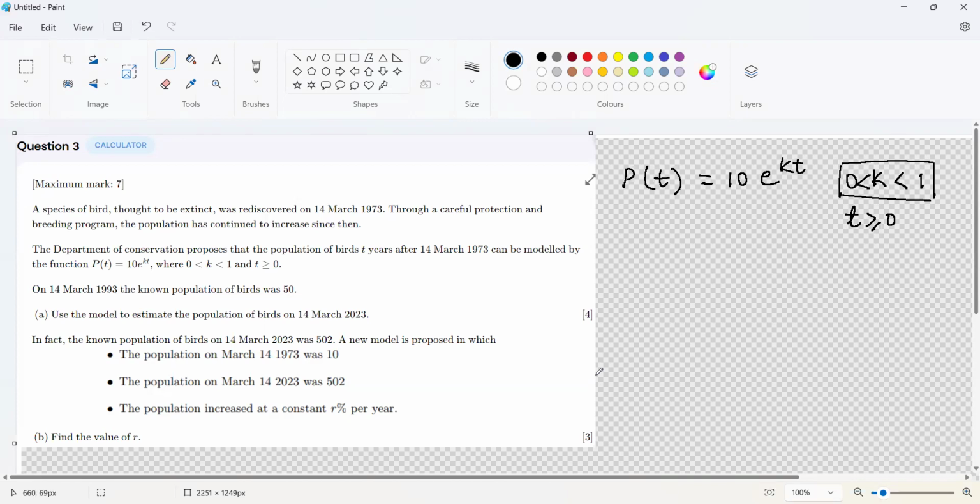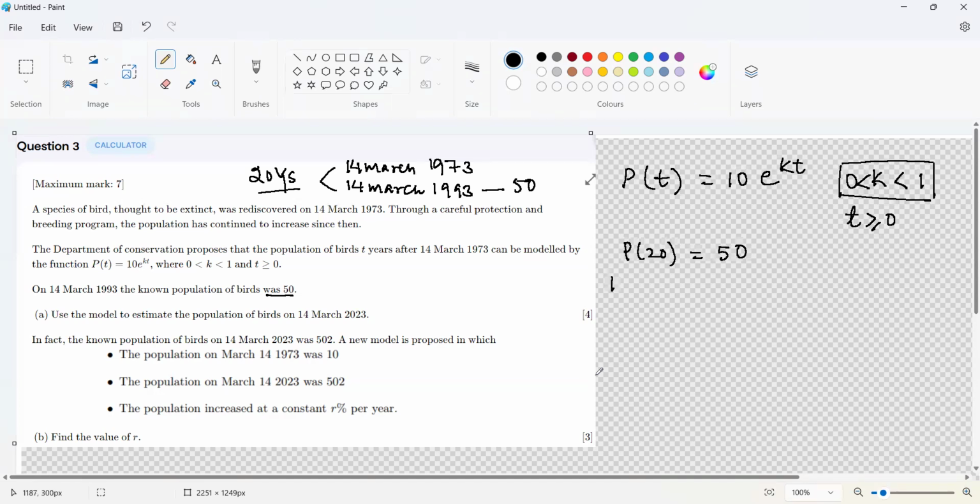So it started on 14 March 1973, and we are now on 14 March 1993. The population is 50. So how many years? 20 years. In 20 years, the population is 50. So it would be 10 times e raised to the power 20k. That is equal to 50.